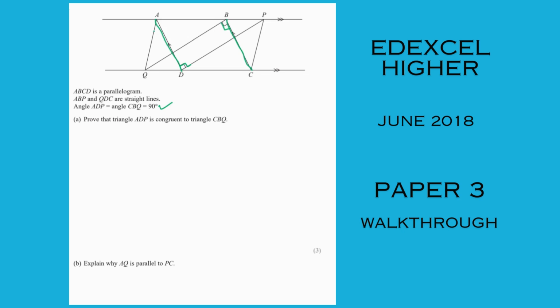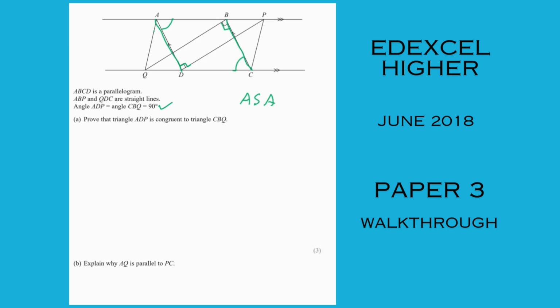And we've got angle PAD and angle QCB. In other words, in here, PAD is there, and we've got QCB is there. Same as the first thing, really. We've got opposite angles of a parallelogram are equal. So you've got angle, side, angle, hence congruent. Okay.